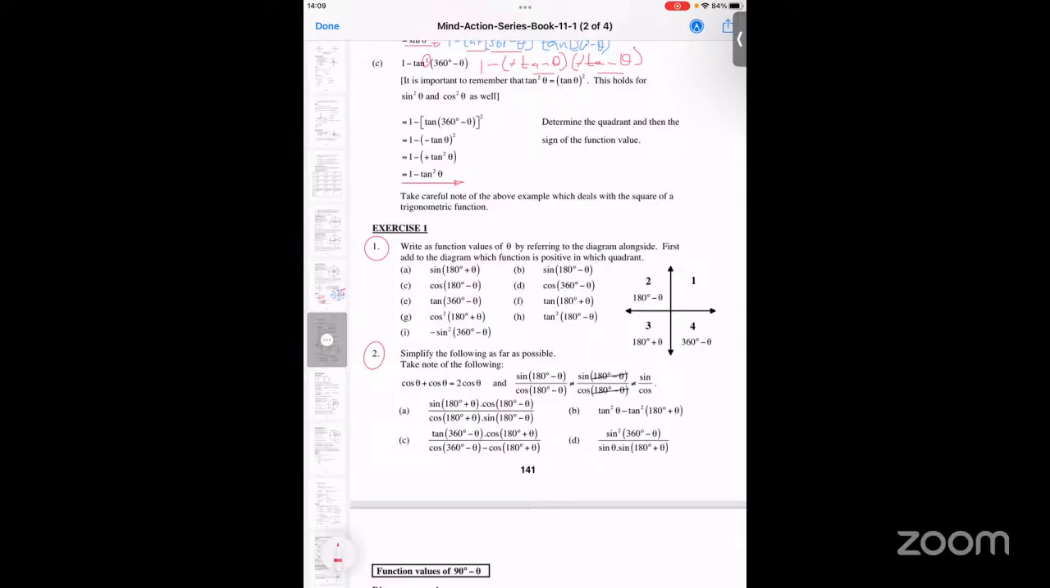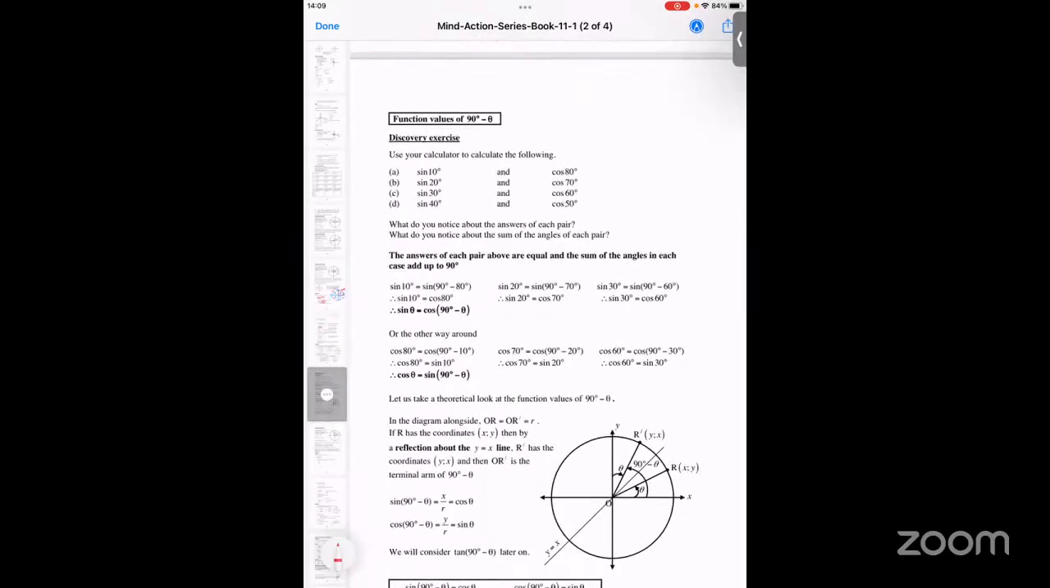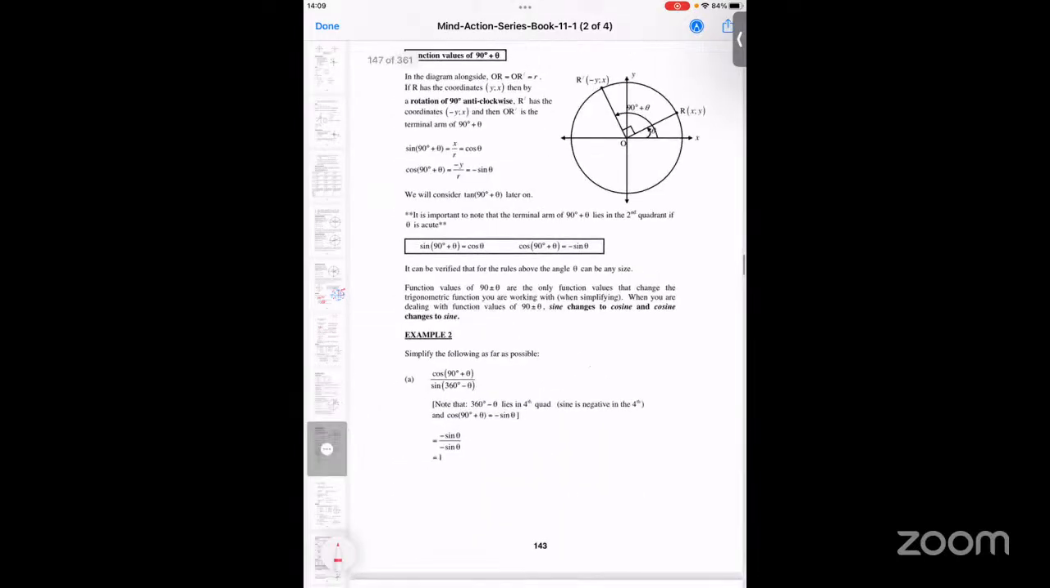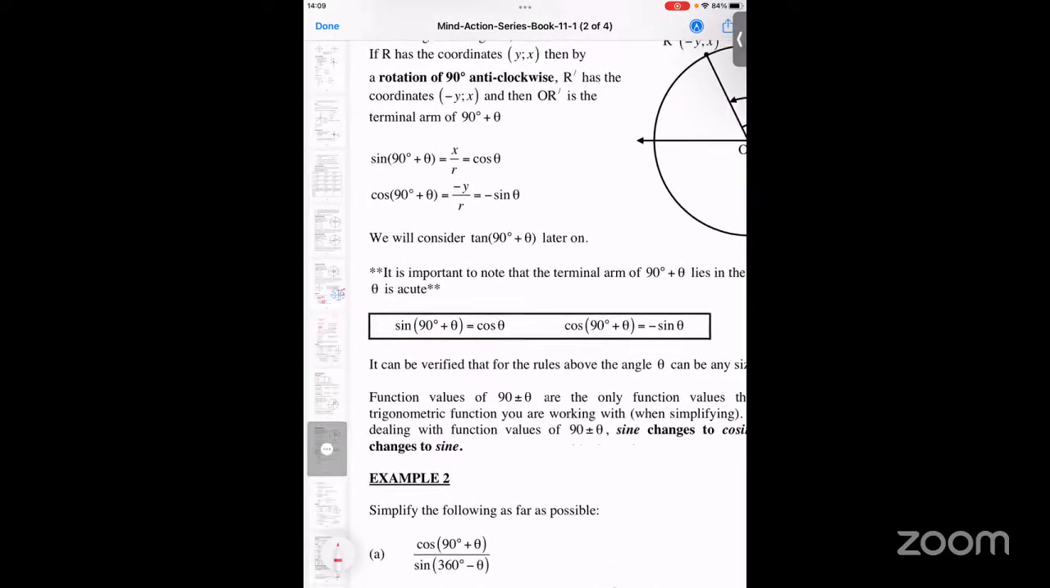Okay, then it's fine. I had to just quickly attend to that. But let's now see the ones for the 90 minus, 90 plus, 270 minus, 270 plus. Do you still remember how they work? Yes, sir. Okay, 100%. So now let's try to jump to that one, example number 2, where they say simplify. Do you think you can work it out?